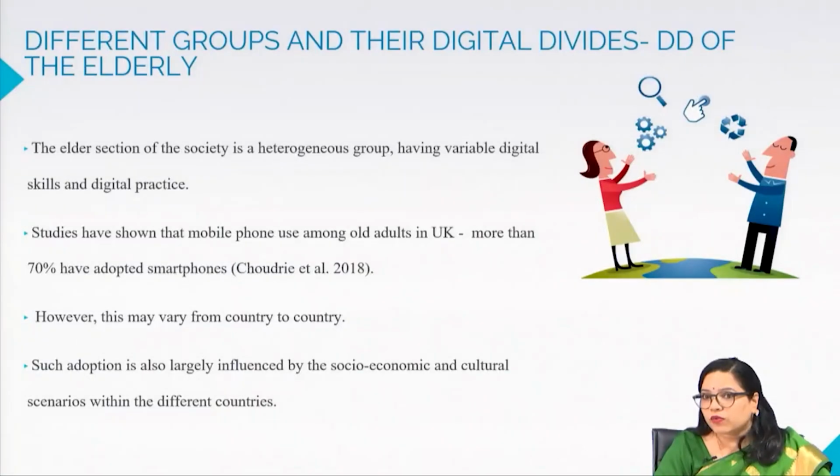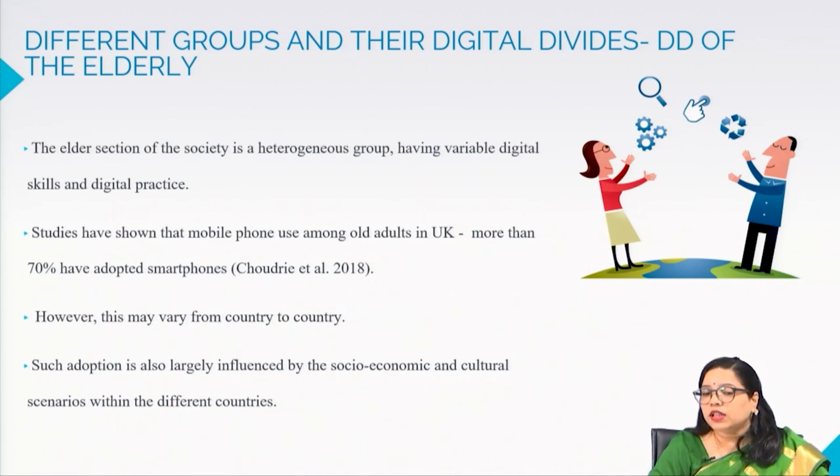The elder sections of the society are always a heterogeneous group, having variable degrees of digital skills and digital practice. We find studies in the UK have shown that more than 70% of older adults use smartphones. However, this data may vary from country to country, and such adoption is also largely influenced by the socio-economic and the cultural scenarios within different countries.